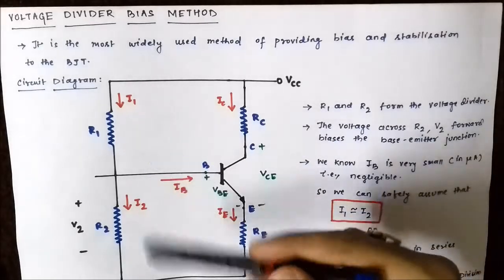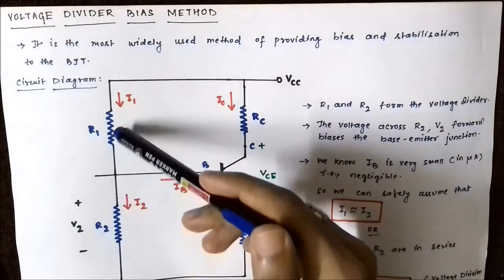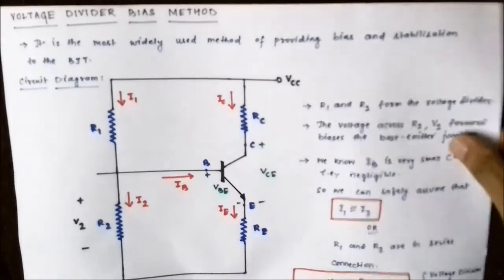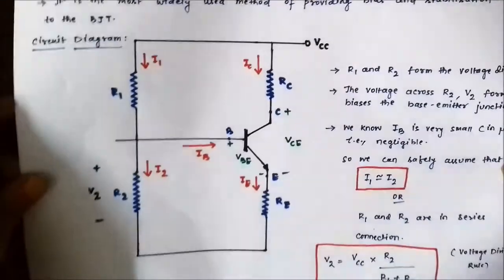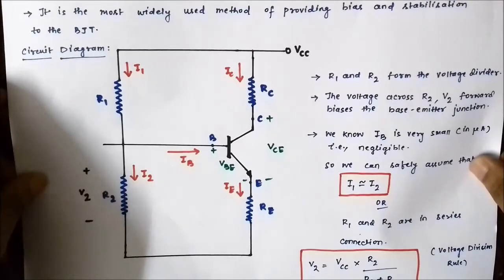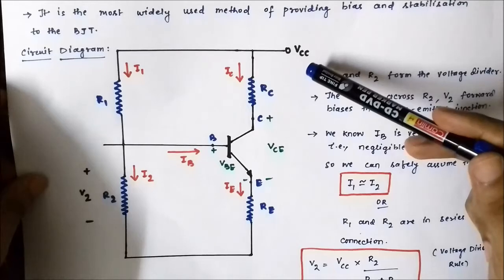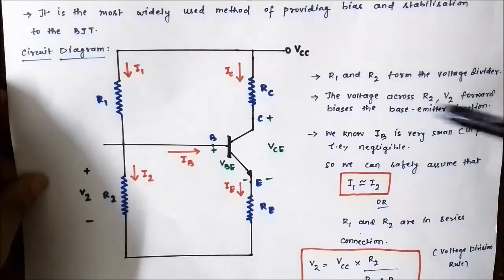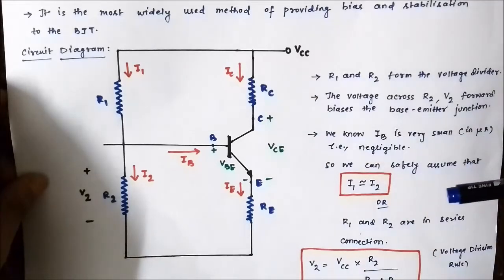So this is the circuit diagram of the voltage divider biasing circuit. From these two resistors you can make out why this circuit is called a voltage divider biasing circuit. The resistors R1 and R2 form the voltage divider circuit, which is connected to the positive end of the supply voltage VCC. RC is the collector resistance. One end is connected to the collector terminal and the other end is connected to VCC.